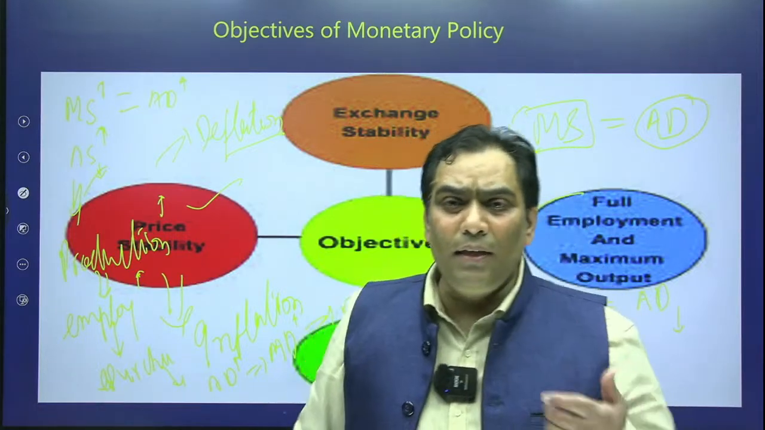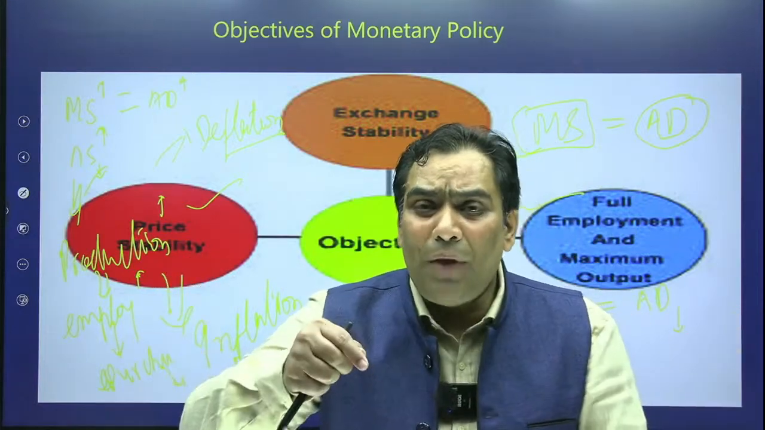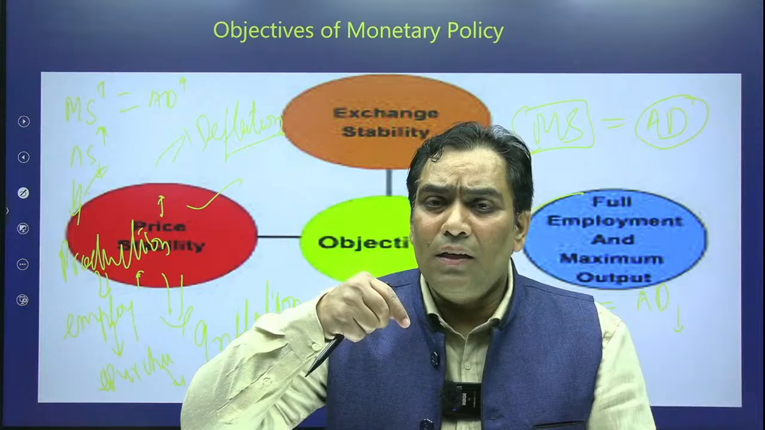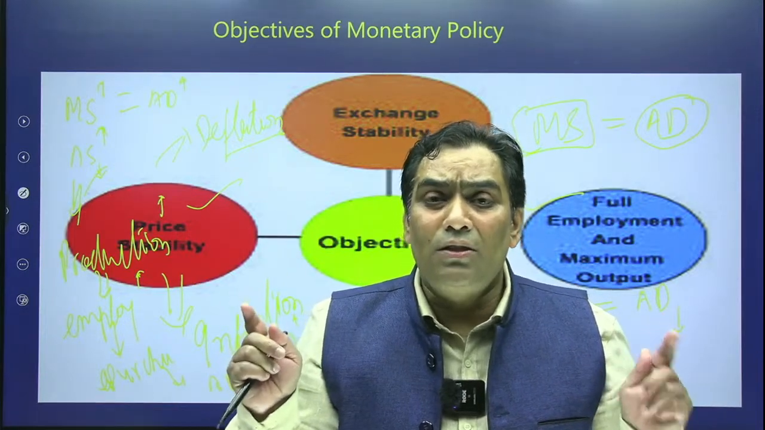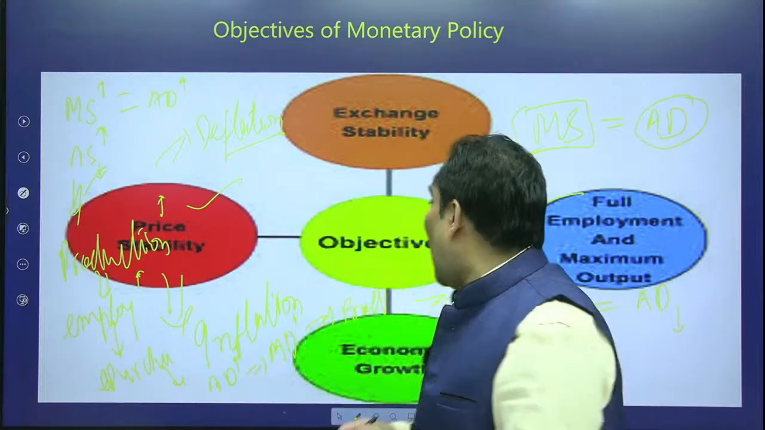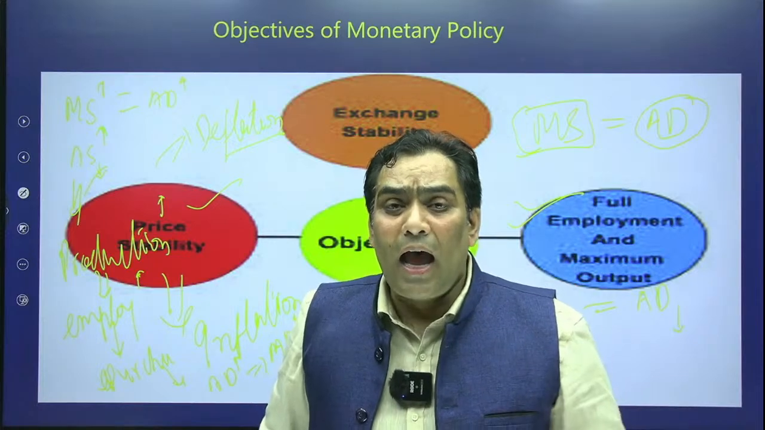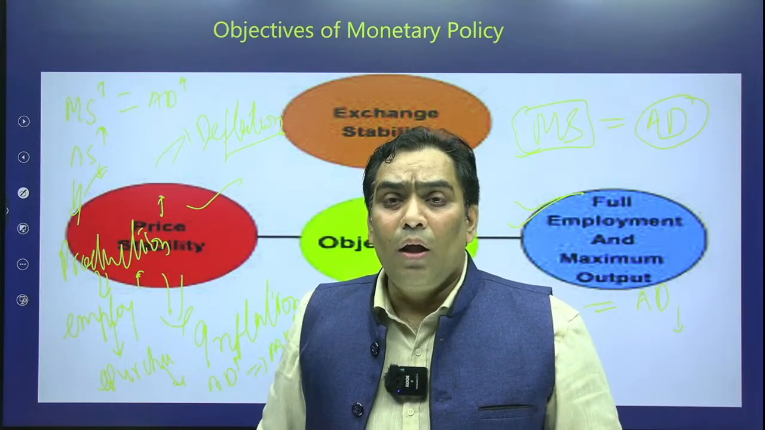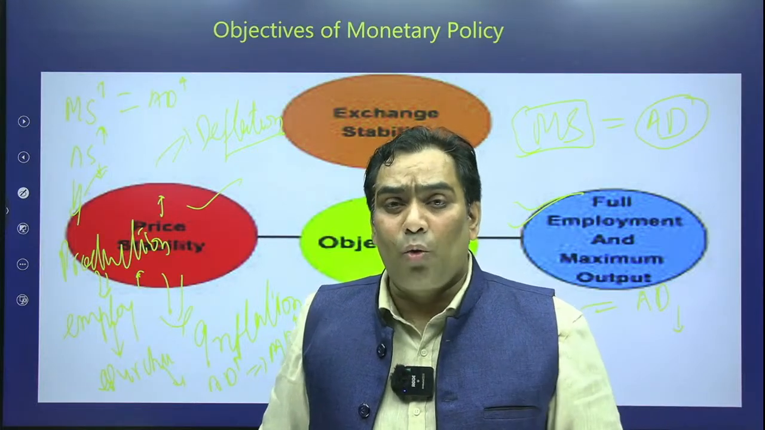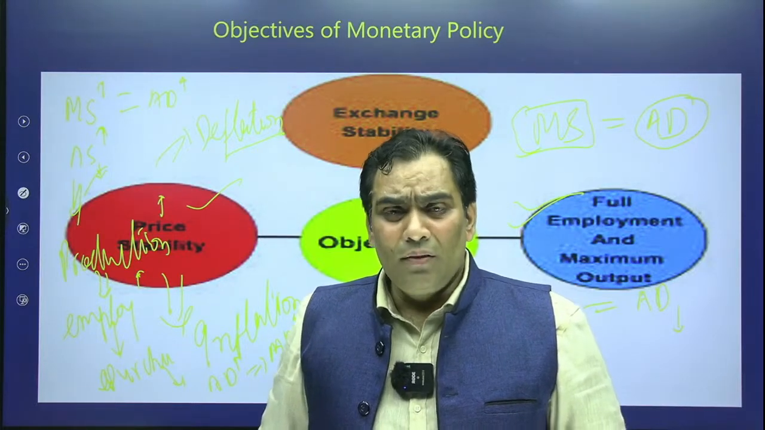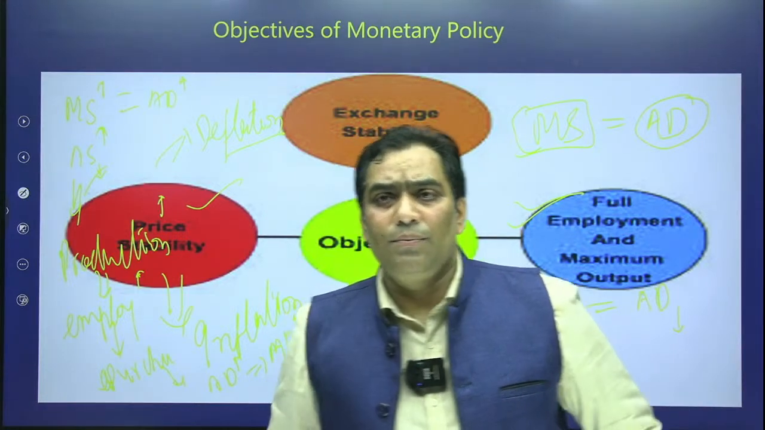So that means, just to ensure that there is no inflation, at the same time aggregate demand and aggregate supply shall increase simultaneously. That is also the objective of the RBI, so that RBI can ensure full employment and maximum output. That is also the objective of RBI monetary policy.